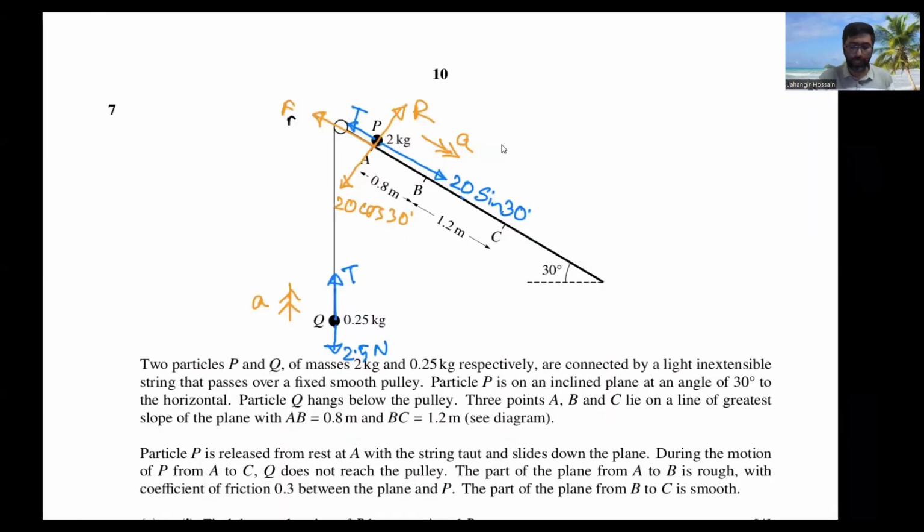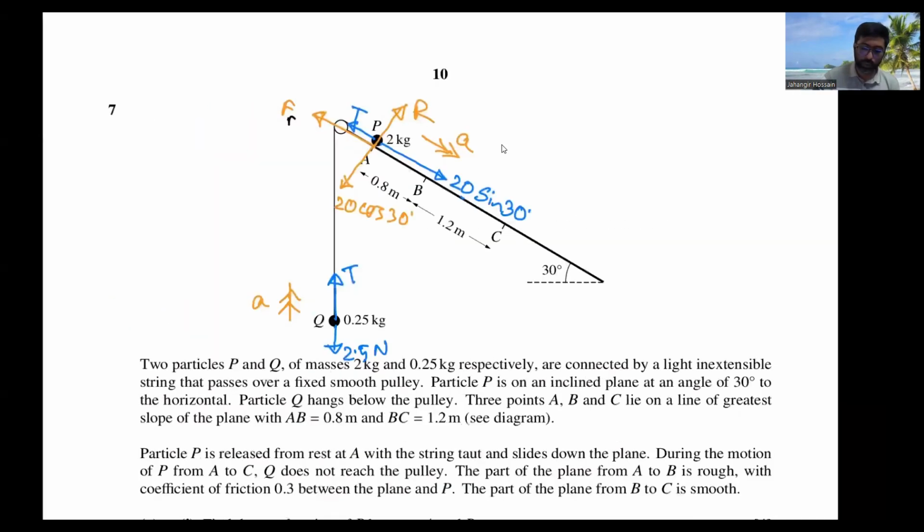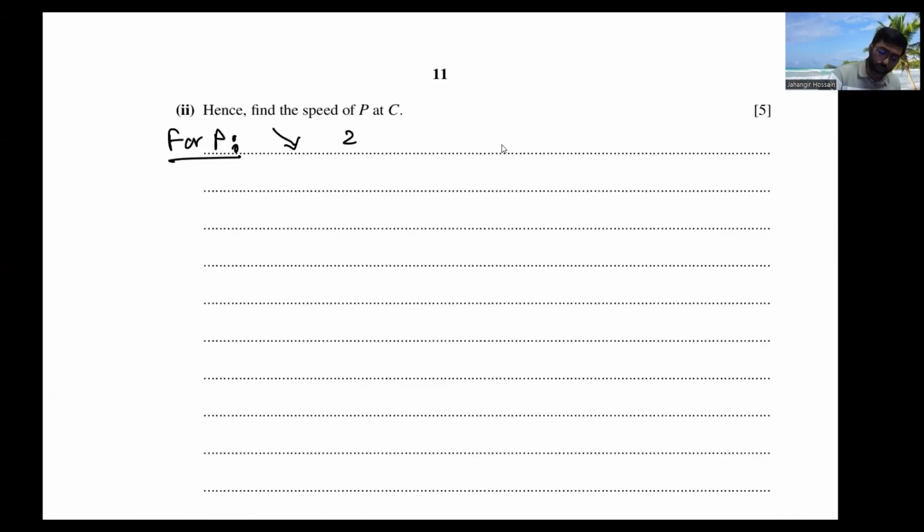You see, to find the speed at C, we know between A and B the acceleration is 1.02, and between B and C, friction will not act on P. So the acceleration will be different. So first you need to find the acceleration while P passes between B and C. For P, the equation modifies, with the resultant force along the plane: 20 sin 30 minus T equals 2A. Let's call it equation 3. And for Q, the equation remains the same.